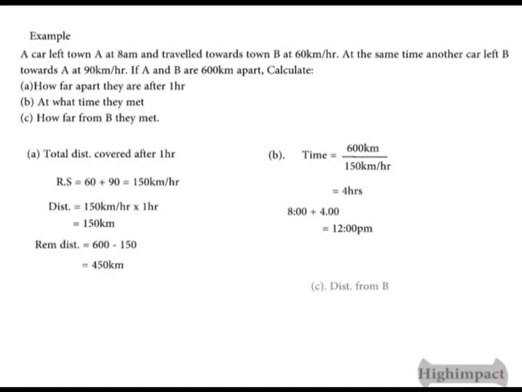And finally C, how far from B did they meet? The journey took 4 hours. How far had the car from B traveled in 4 hours? That is what we are looking for. So B has a speed of 90 kilometers per hour. The distance it covers in 4 hours will be given by speed times time. 90 times 4, giving us 360 kilometers.